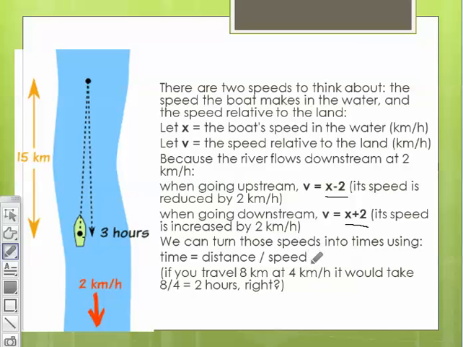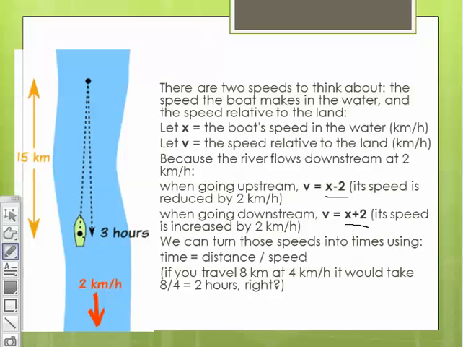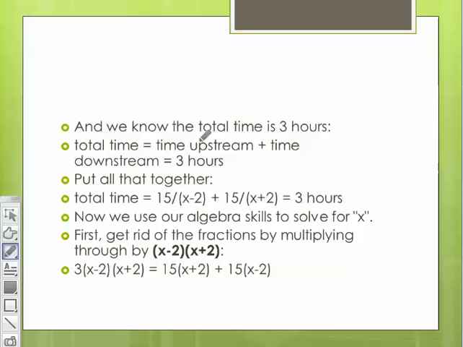You can turn these speeds into times by using the concept of time is equal to distance divided by speed. So if we want to know how long it's taking them, if you travel 8 kilometers at 4 kilometers per hour, it would take you 2 hours to get there, right? So we know that formula works. We can use that formula. And how are we going to use that formula? We're going to use that formula because we know it's a 3 hour cruise.